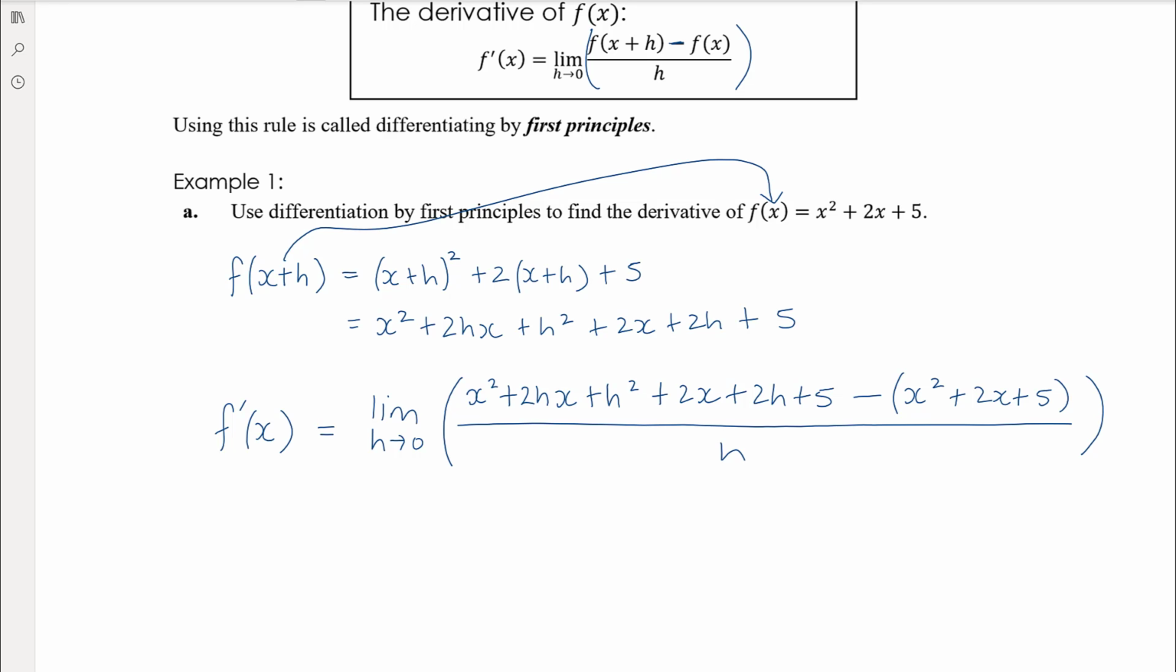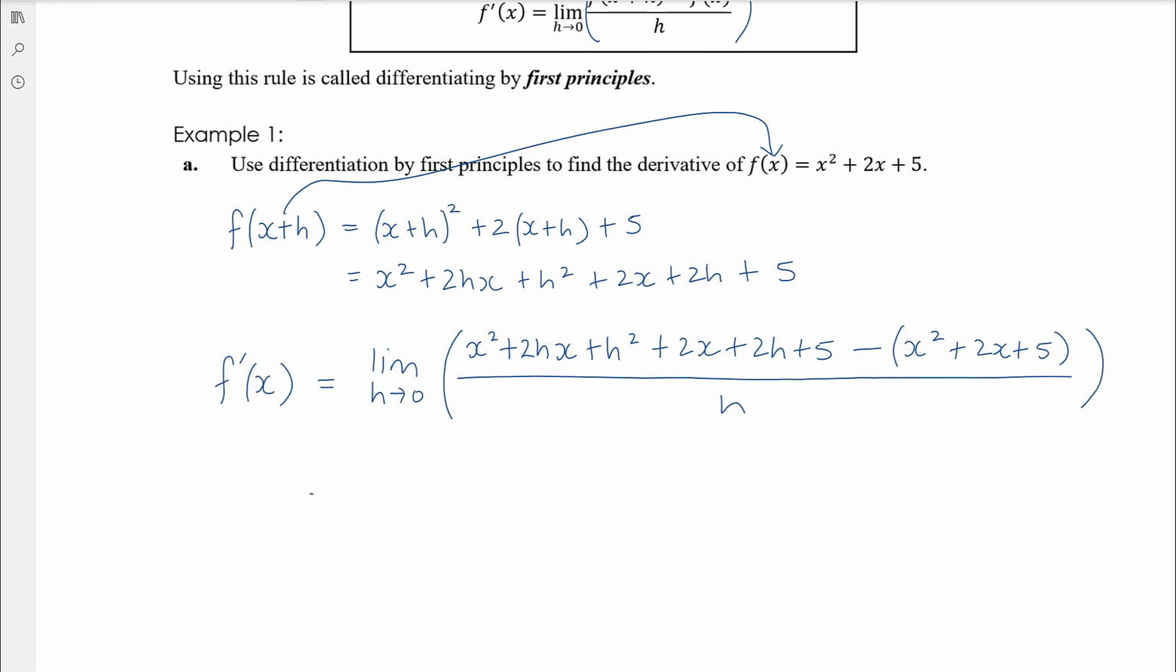Okay, let's tidy up the numerator a little bit. We're not taking the limit yet, so this is still equal to the limit as h approaches 0. Now on the numerator we see we've got some like terms which are cancelling out. We've got x squared minus x squared, 2x minus 2x, and we've also got 5 minus 5. And so all we're left with on the numerator is 2hx plus h squared plus 2h, all divided by h.